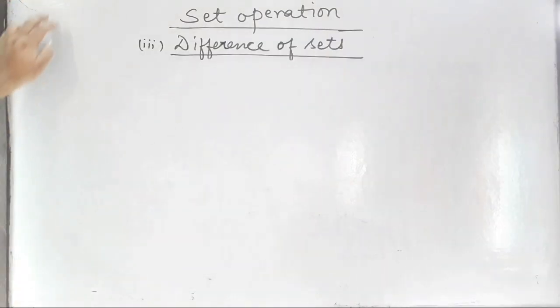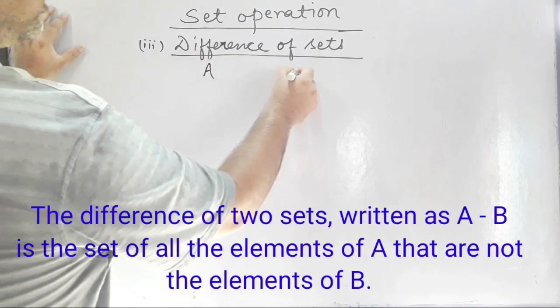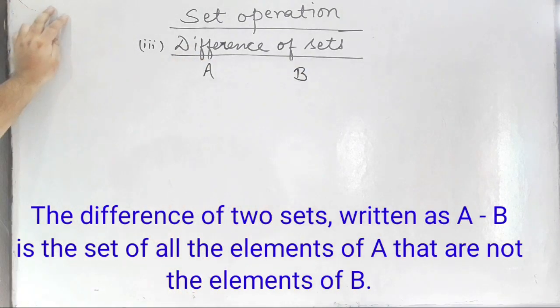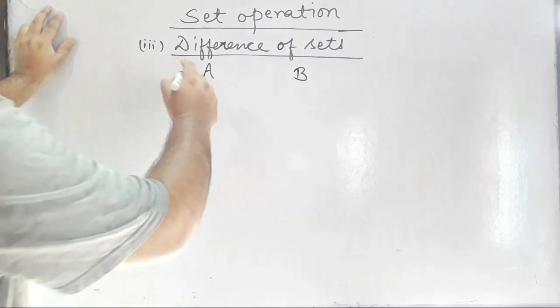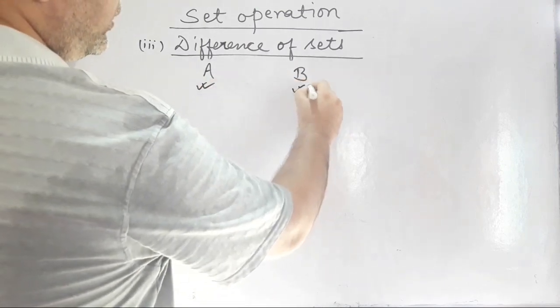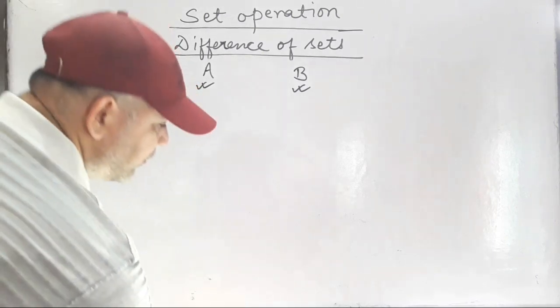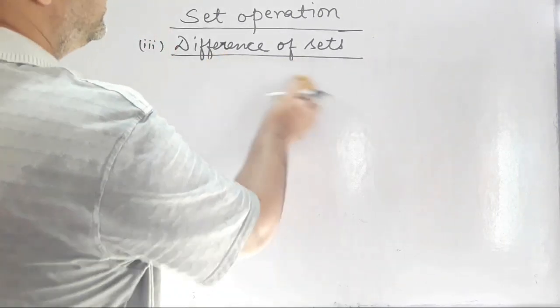The next operation: difference of sets. Okay. If there are two sets A and B, and we list only the elements that belong to A or only the elements that belong to B, then such an operation is called the difference of sets. Remember, in the difference of sets we shall take only two sets, the difference between two sets. We cannot take the difference between three sets.